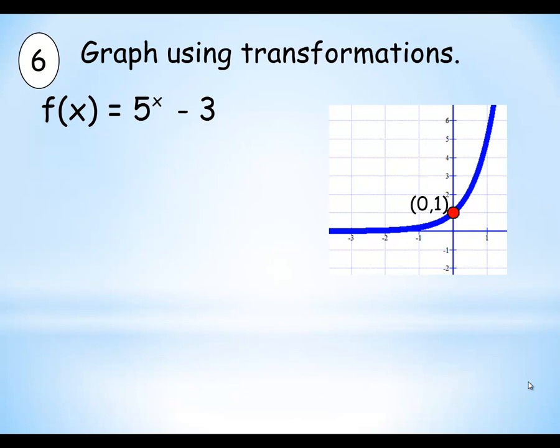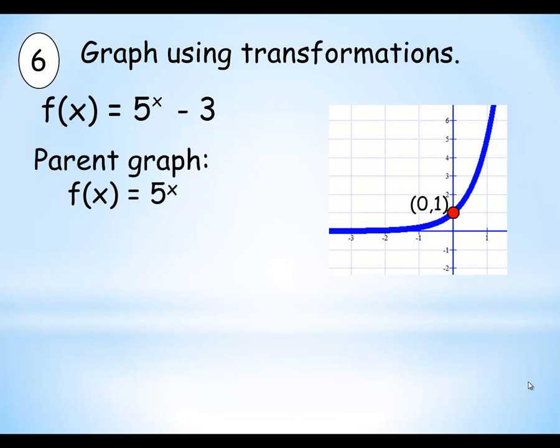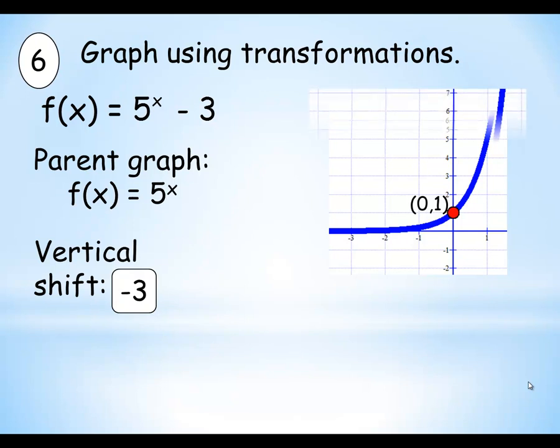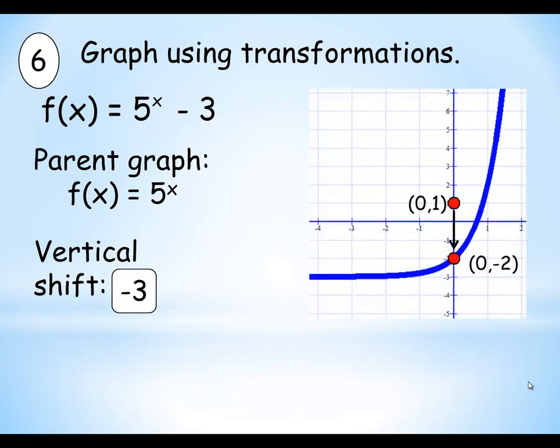But how about this equation? We begin with the parent graph y equals 5 to the x. There is no horizontal shift, but there is a vertical shift. The vertical shift is -3. So counting down from the significant point 0, 1, counting down 3 units, we end at 0, -2.